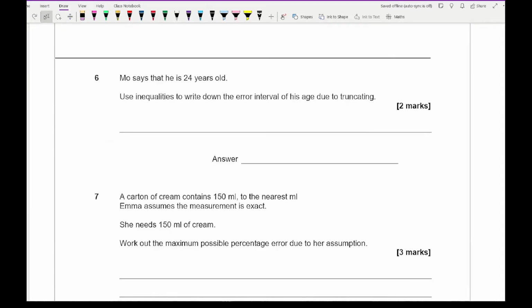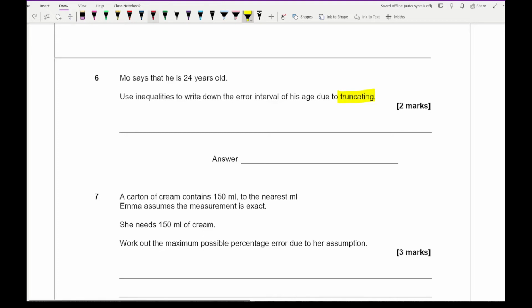So moving on to question 6, it says that Mo says that he is 24 years old. Use inequalities to write down the error interval of his age due to truncating. Now, this is a really important word that we need to establish, because it's not going to be normal upper and lower bounds. With truncating, in terms of this new form of rounding, it's about ignoring all the decimal places that follow. So there's no looking at the digit next to it and seeing if it's greater than 4 to then add 1 to the number before it. It's just a case of basically deleting a load of numbers.